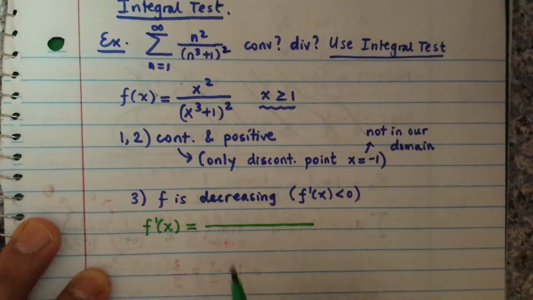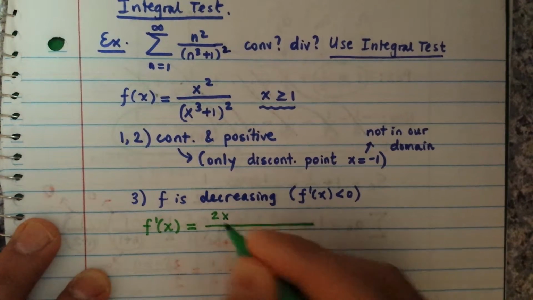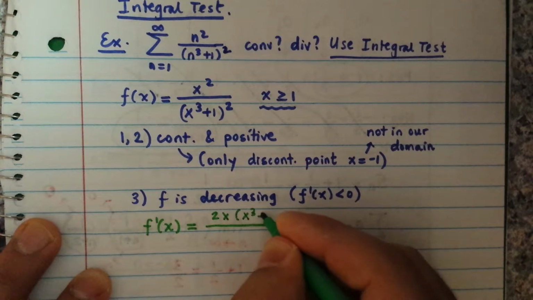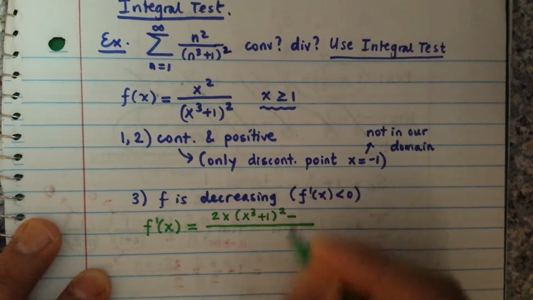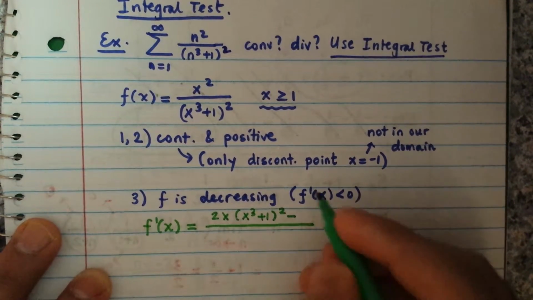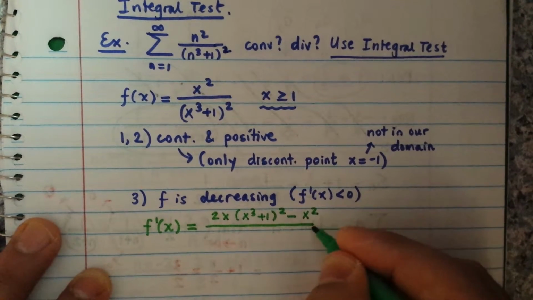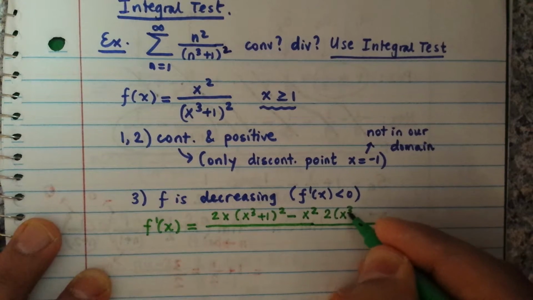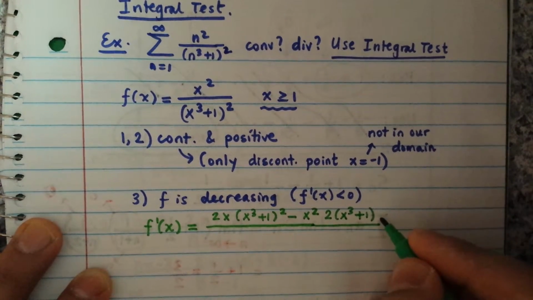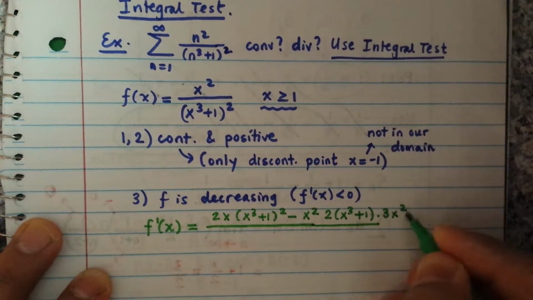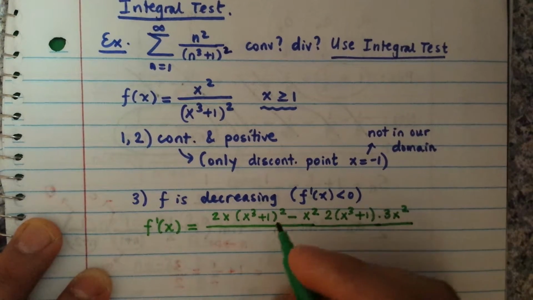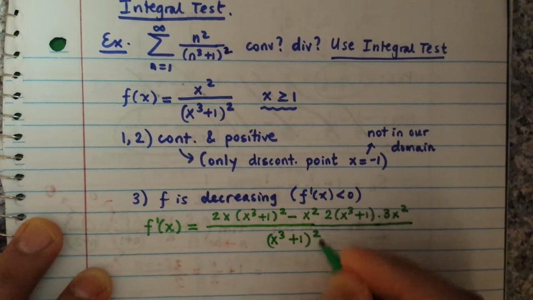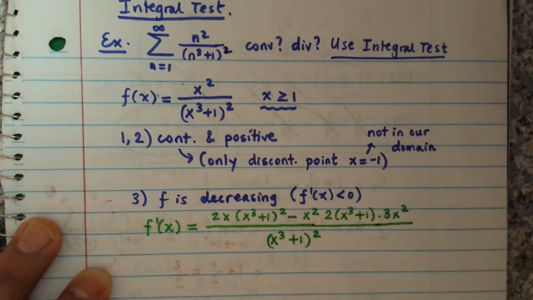And you see, the derivative of the top will be 2x, and the bottom is (x cubed plus 1) squared, minus the top, which is x squared, times the derivative of the bottom, which will be 2 times (x cubed plus 1) times 3x squared. And the whole thing is divided by (x cubed plus 1) to the fourth. So this is what we have.